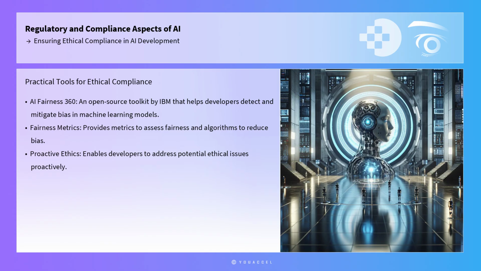One such tool is IBM's AI Fairness 360, an open-source toolkit that helps developers detect and mitigate bias in machine learning models. By providing metrics to assess fairness and algorithms to reduce bias, AI Fairness 360 enables developers to address potential ethical issues proactively. For example, a developer working on a hiring algorithm can use this toolkit to ensure that the system does not favor or disadvantage candidates based on irrelevant characteristics, such as race or gender.